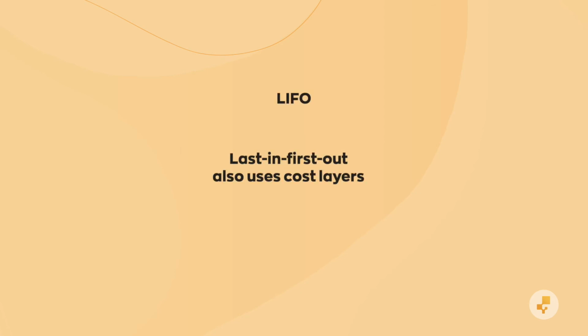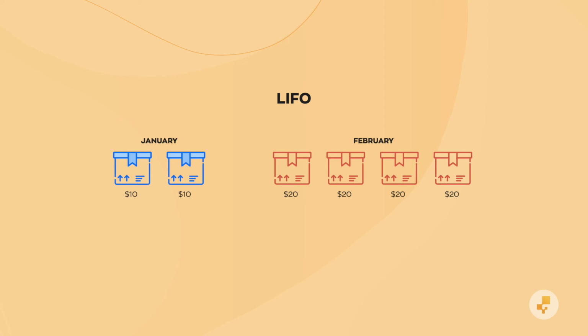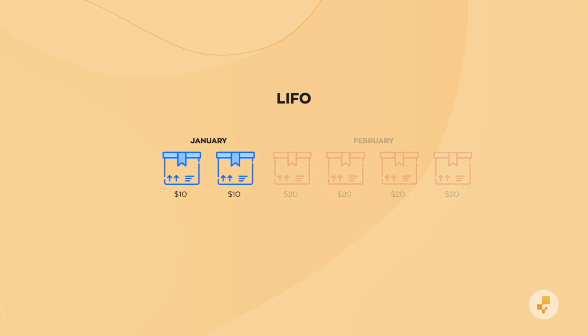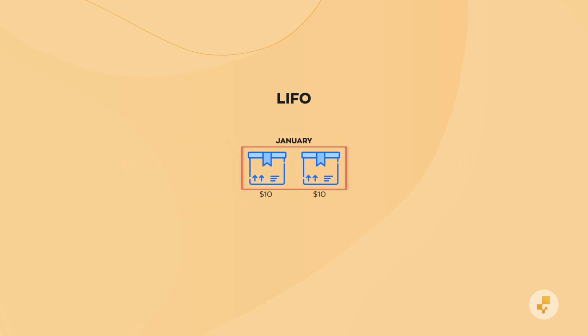LIFO, which stands for last in, first out, works in reverse. When you sell something, you start with the last layer you purchased. So for our example, you'd start selling the February units and then sell the January units afterwards. The last products in are the first ones out. And that's how LIFO works.